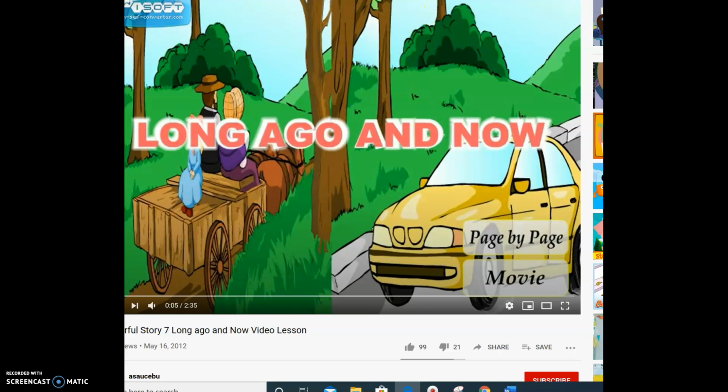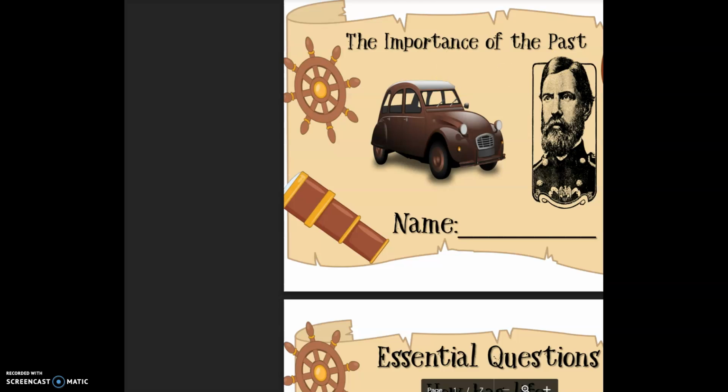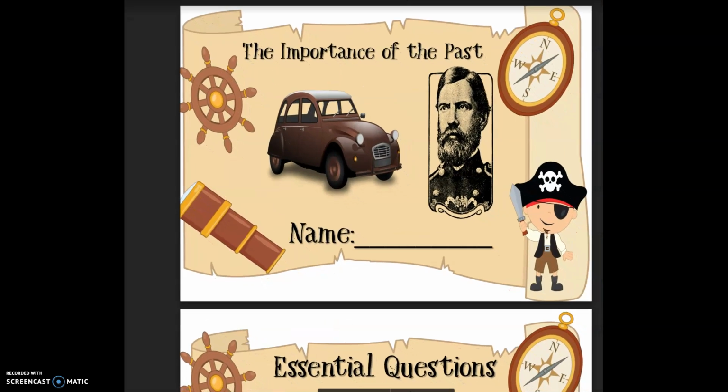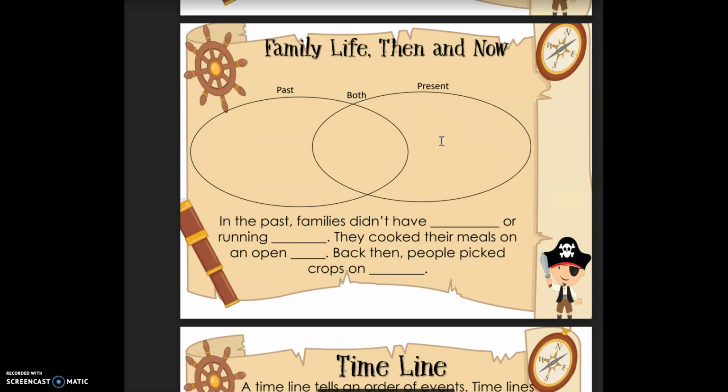In social studies, again, I want you to watch Long Ago and Now, how life has changed. And then when you go on to your social studies packet, go down to the last 3 pages. So today we're going to work on family life then and now. So I'm going to read this. In the past, families didn't have blank or running blank. So if you watch the video, you should be able to answer these questions.